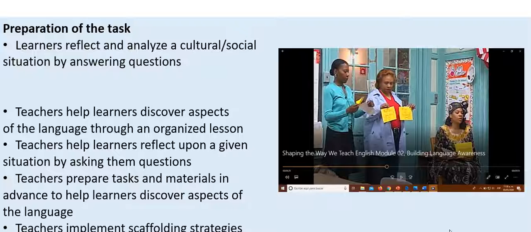So teachers implement scaffolding strategies. How? Well, they have questions ready. Yes, this is a way of scaffolding, having questions ready, and they are showing the questions so children can have visual contact with them, right? Visual contact.